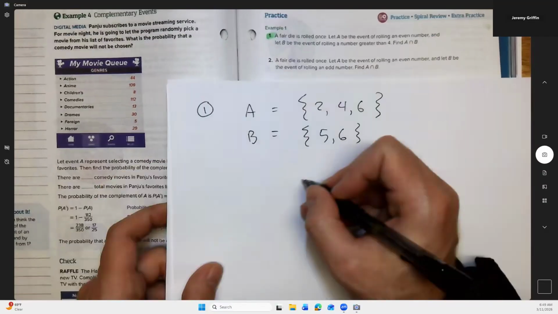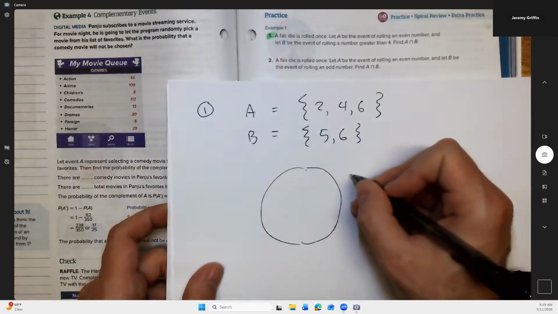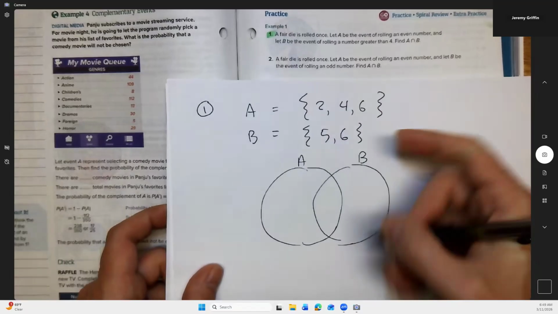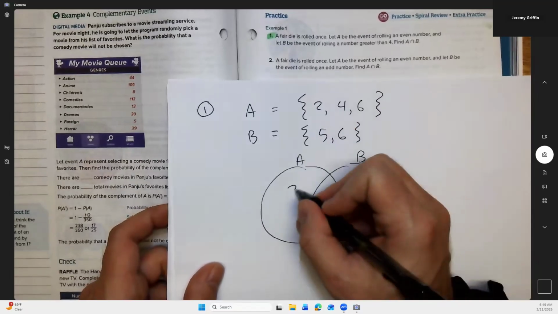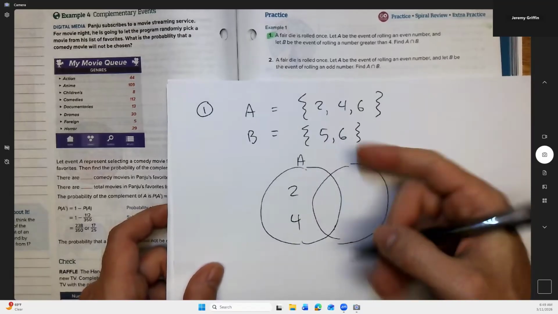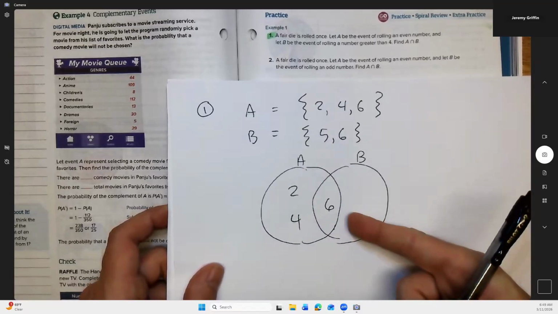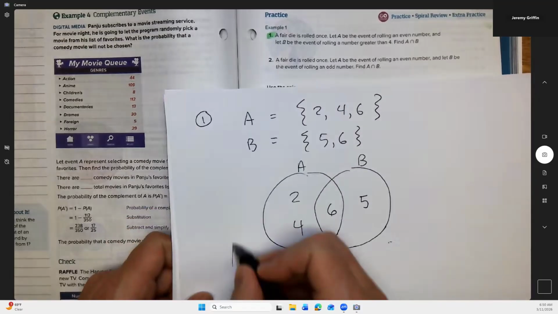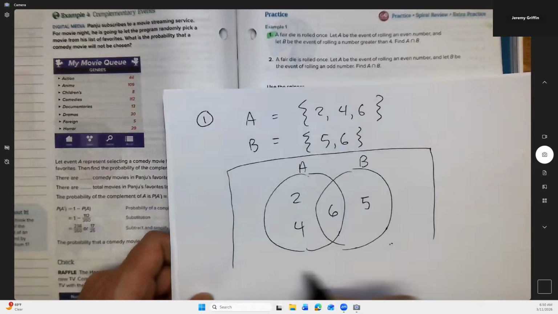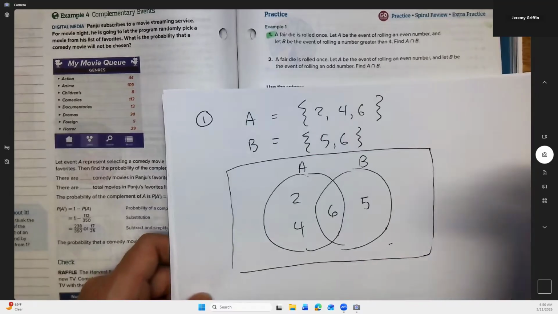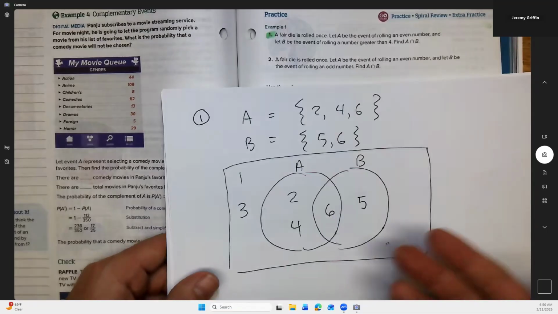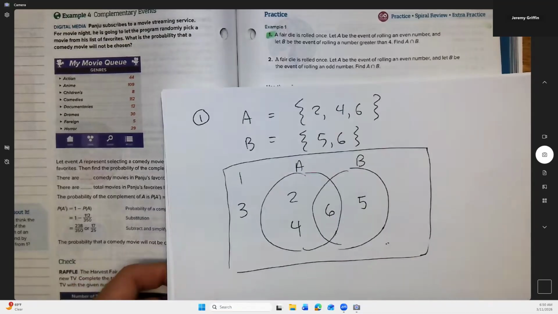Let's do an event diagram here, to give you guys a full picture. We've got event A, we've got event B. Event A could be a 2, a 4, or a 6. But look, the 6 also applies to B, so I'll put that in the intersection right there. If you roll a 5, that only pertains to event B. Now, there is a wider universe. There are other numbers you could have rolled on the die. How about a 1 or a 3? A 1 or a 3, which are neither event A nor event B. There you go. There's all the possibilities mapped out.